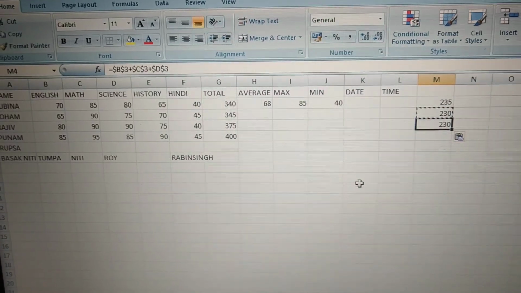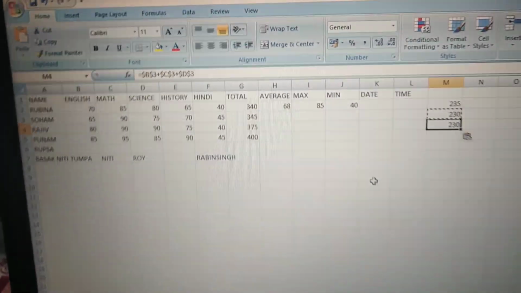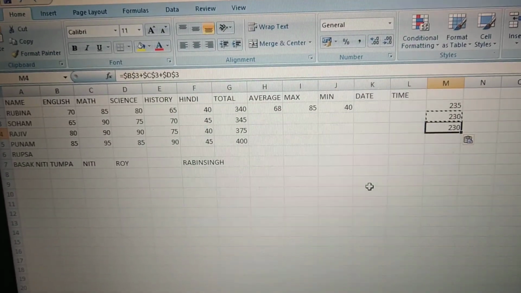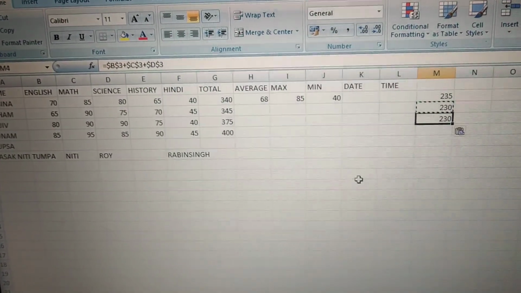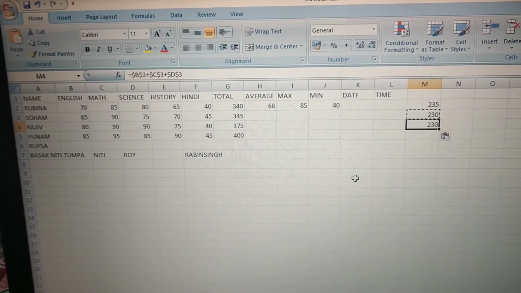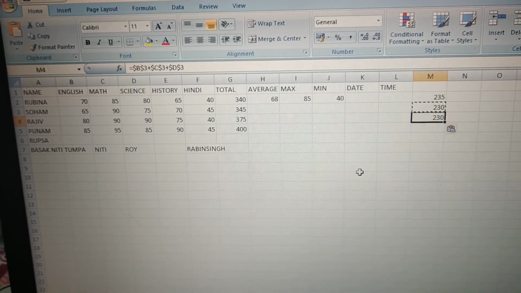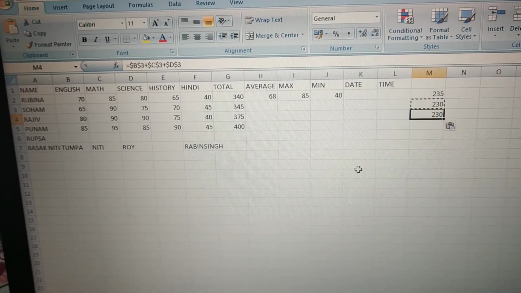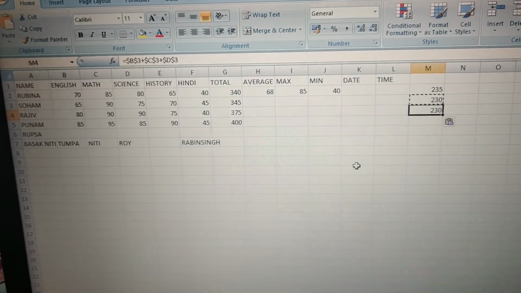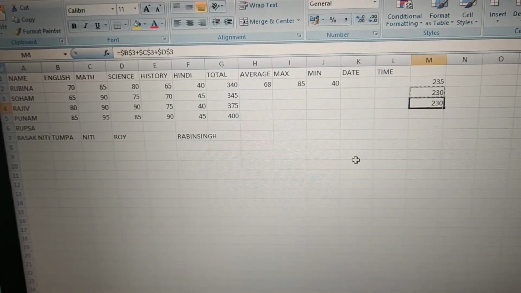So I hope you understand. If you have any kind of confusion, then let me know. And you can combine both in a formula. That means you can combine the relative cell reference and absolute cell reference in the same formula, whenever it is needed.